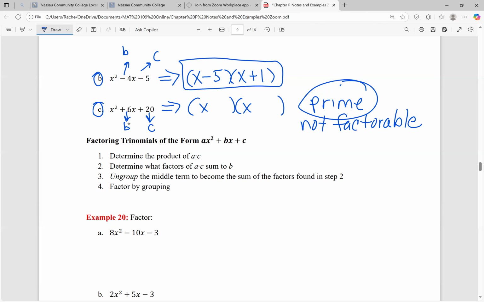So the way we're going to factor this is, when we have a trinomial in this form, we're going to determine what the product of a times c is, because now we have to pay attention to a, not just c. So we're going to take the product of a times c, and we're going to determine what factors of a times c sum to b, and then we're going to ungroup the middle term, the bx, to become the sum of the factors that we found in step 2, and then we're going to factor by grouping. I know that sounds like a lot, but once we do an example, it'll make more sense.